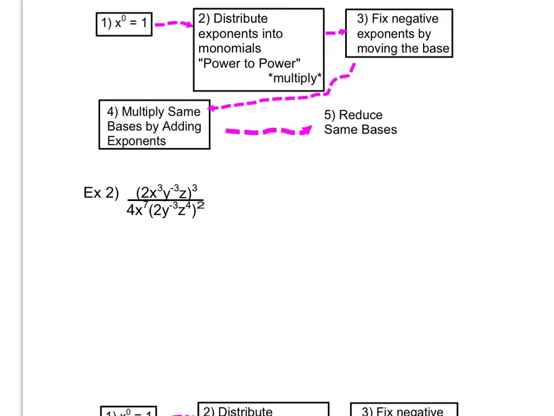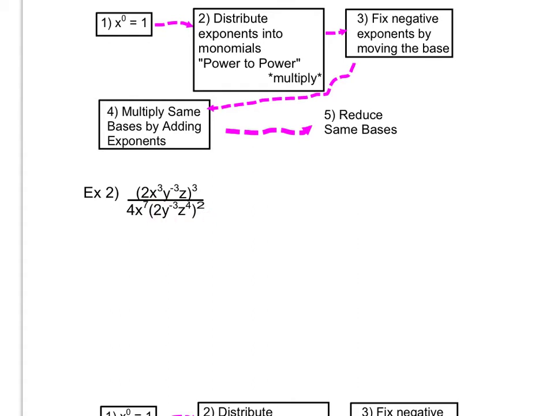Looking at the next example, I still have my flow map up here because I'm always going to use my flow map. I'm going to go through the same process. I'm going to check and see, do I have anything raised to the 0 power? Doesn't look like it. Do I have anything I can distribute? It looks like on top I can distribute this 3 to all 4 of these, and on the bottom I can distribute the 2 to the 2, the y, and the z.